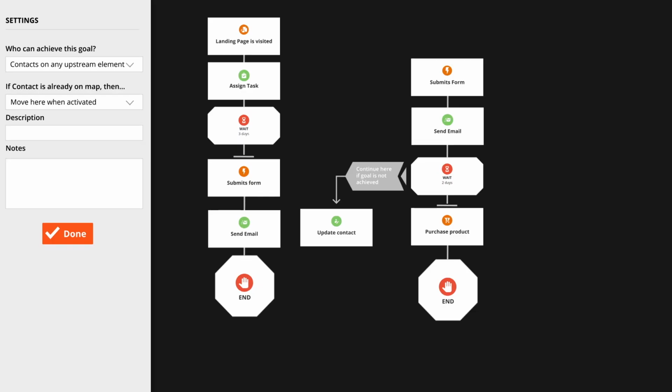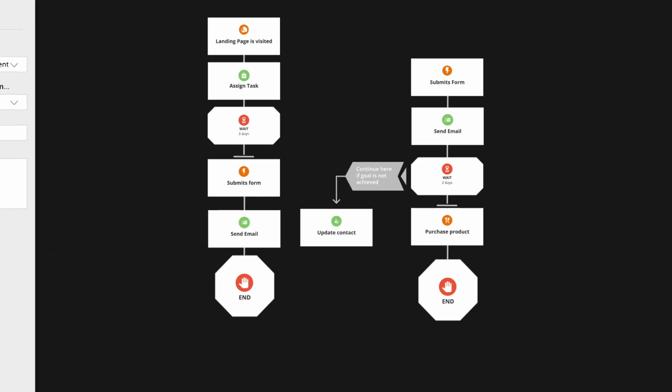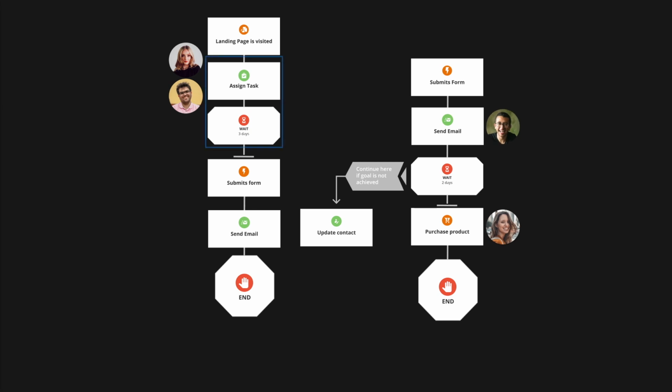The third option, contacts on any upstream element, includes contacts who are already on this automation, but only above this goal element, rather than below or across. This is useful if, for example, you've got one product that you're selling, but you've segmented your follow-up based on interests. So maybe you've got 3 different email follow-up series, each with a goal at the bottom for product is purchased. Since the goal is the same and you don't want contacts from another follow-up series to achieve it, you'd limit it to only be achievable by contacts who are on an upstream element from each of those goals individually.